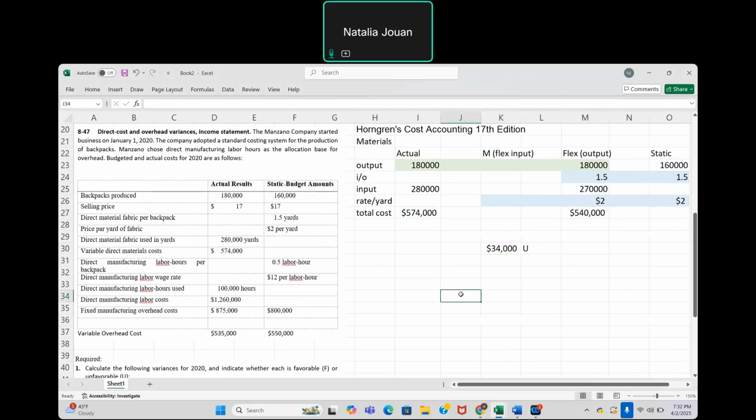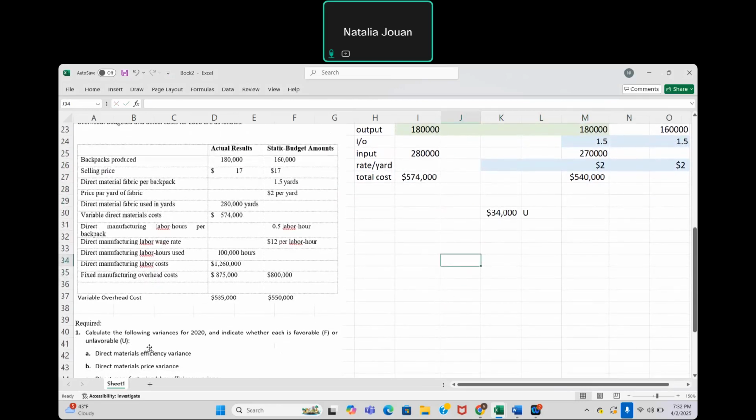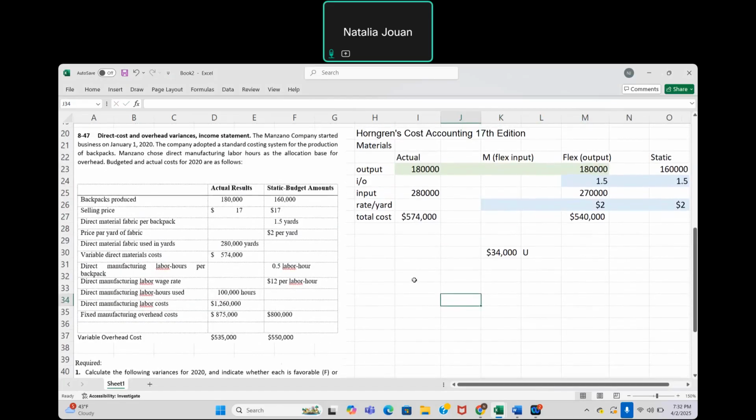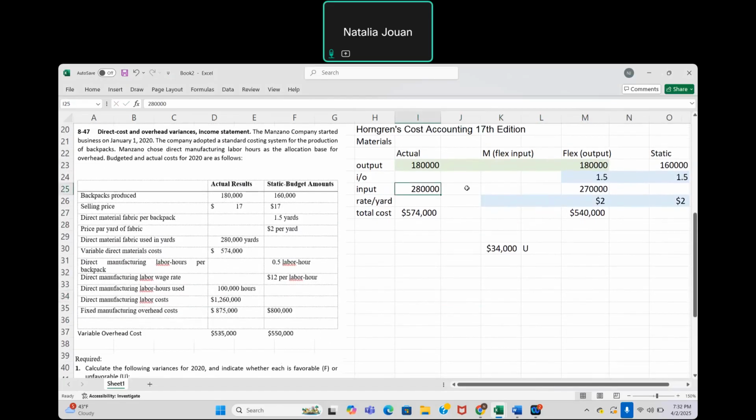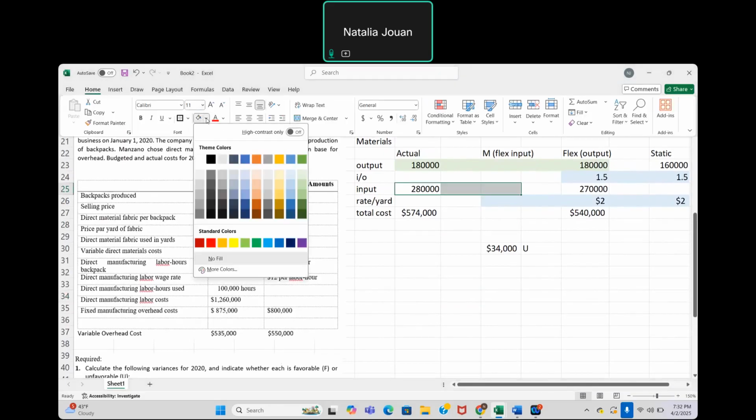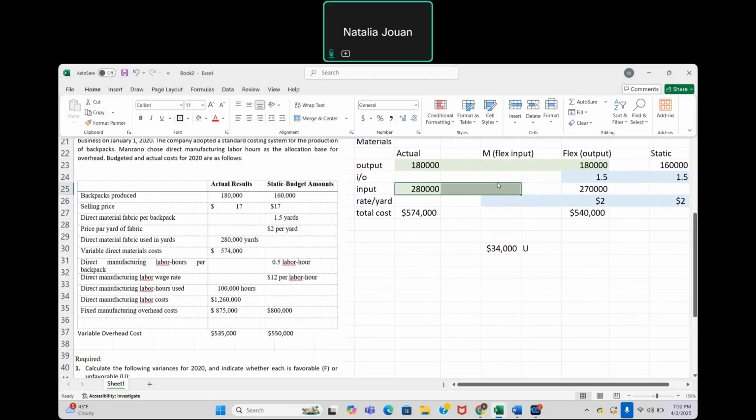Okay. All right, now let's answer numbers 1 and 2. So again, number 1, what is the efficiency variance? Number 2, what is the price variance? Okay, so let's build the M. That's going to tell us both variances. We're going to move in the 280.